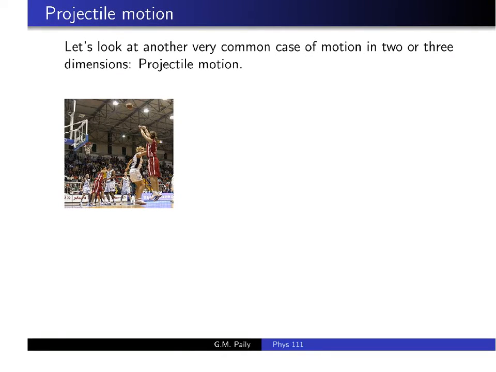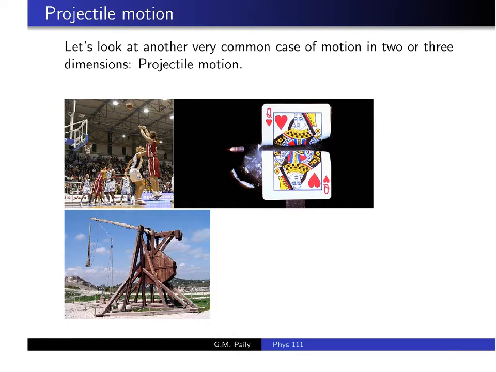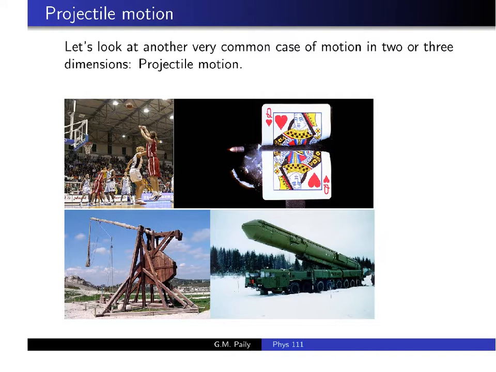Hello. In this video, we will look at another common case of motion in 2 or 3 dimensions, projectile motion. Projectiles include such things as basketballs, bullets, the stones flung by trebuchets, and even intercontinental ballistic missiles during their unpowered phase.